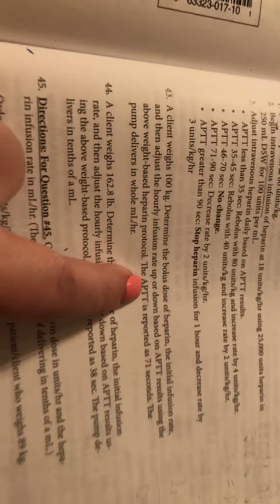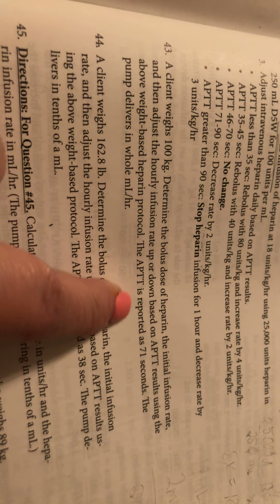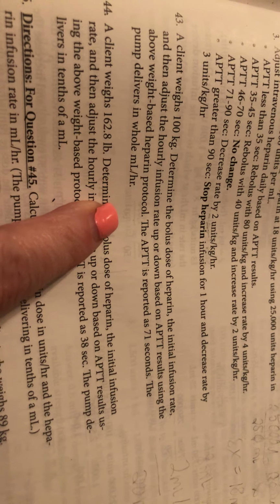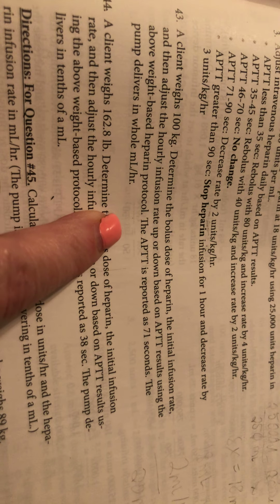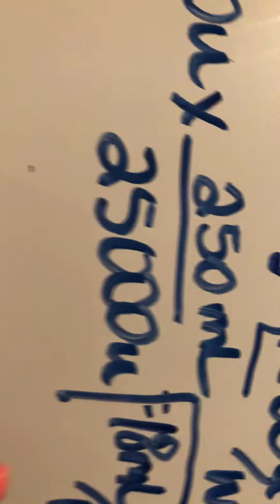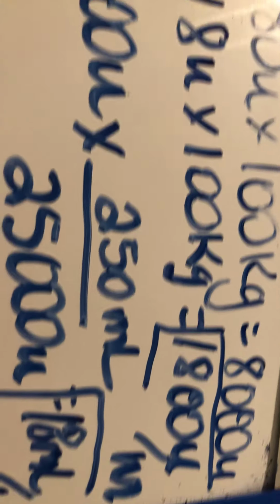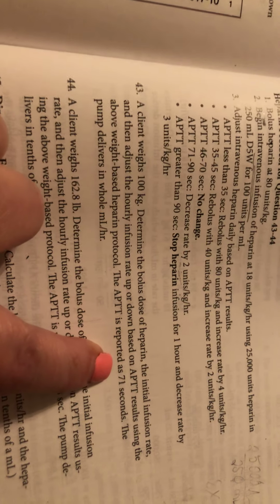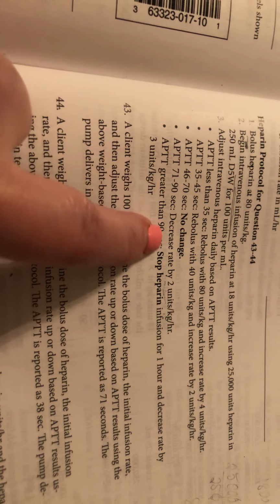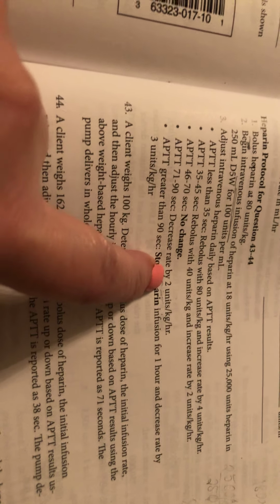Then it tells us the APTT is reported as 71 seconds. This pump delivers milliliters per hour, whole milliliters per hour. So this is our maintenance rate, but our APTT is now 71 seconds. So we look at our protocol. 71 seconds, we are to decrease by 2 units per kg per hour.